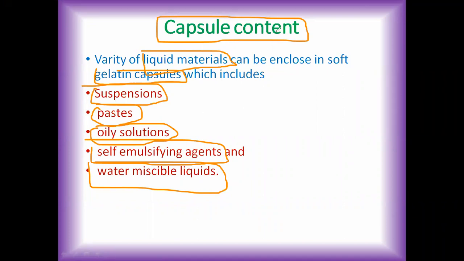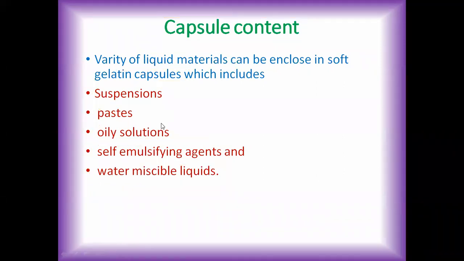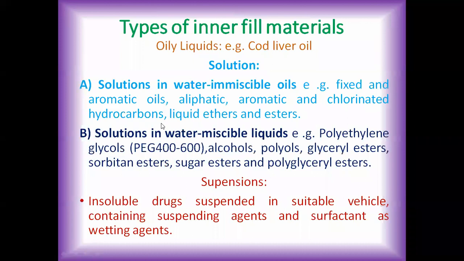Now let's move to the next point. The types of inner fill materials which go into soft gelatin capsules mainly include oily liquids, and an example of an oily liquid is cod liver oil. Also we can have vitamins which are oil soluble vitamins.